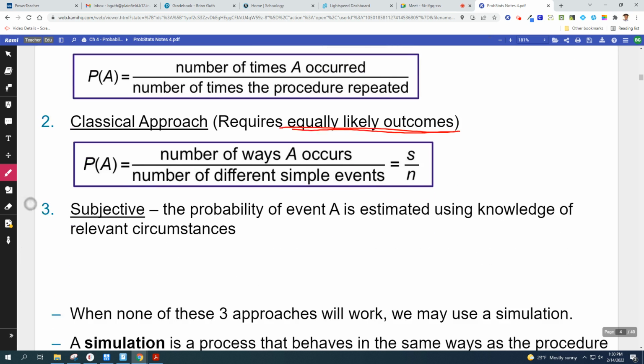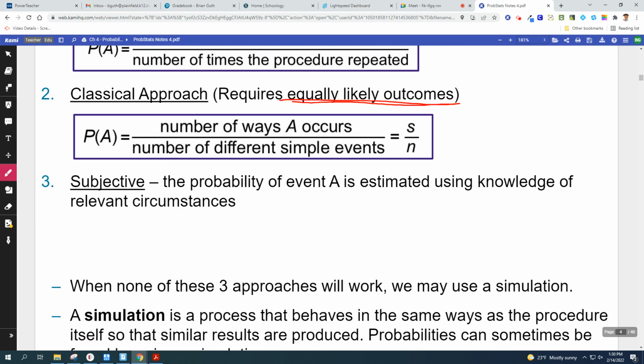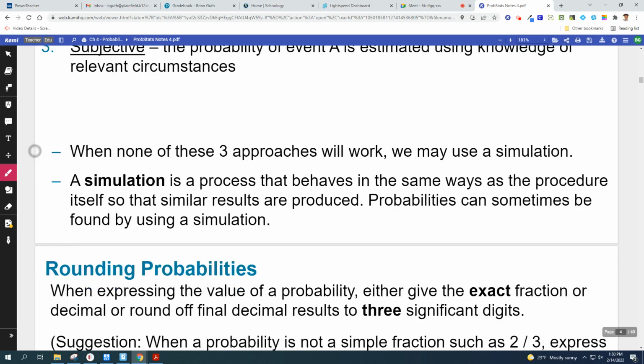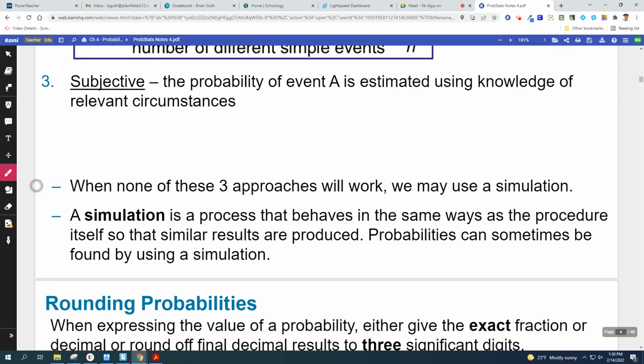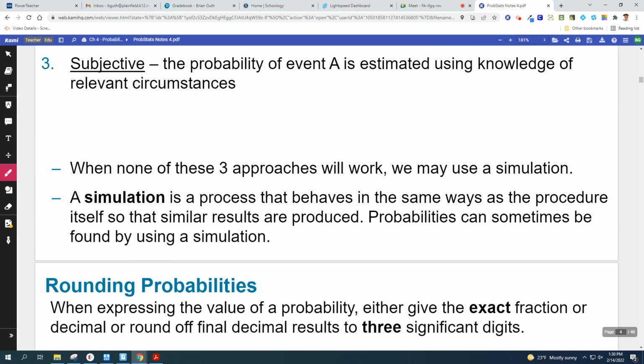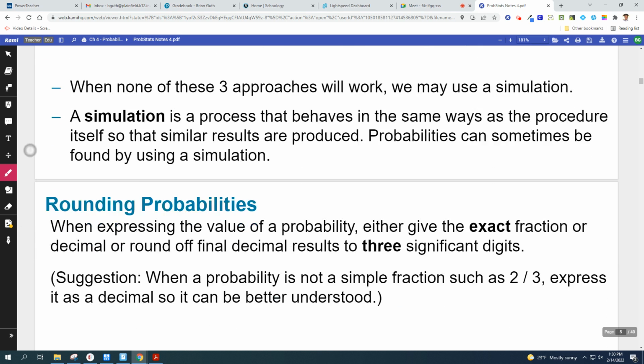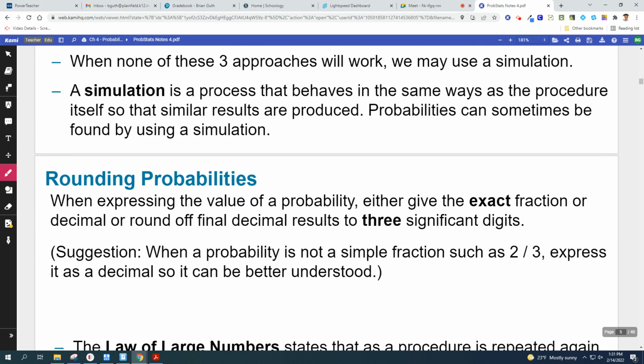And then subjective: the probability of event A is estimated using knowledge of relevant circumstances. There will be certain times where we don't know how to calculate it, so we're just going to estimate or take our best guess. So that's subjective. Being a numbers guy, being a math guy, I don't really like this one. I like formulas and I like plugging numbers in. This subjective is just kind of give me your best shot, give me your best guess.